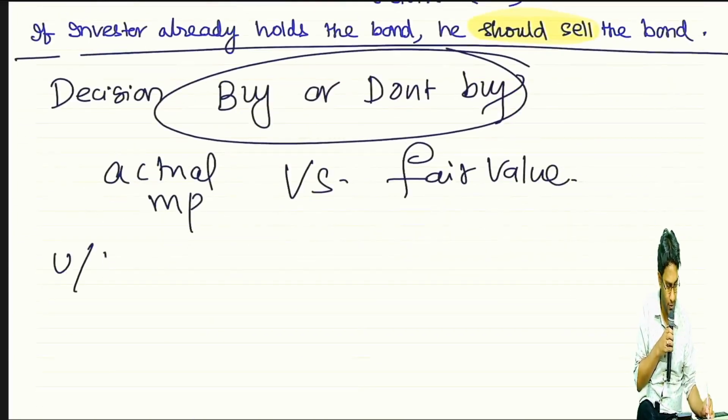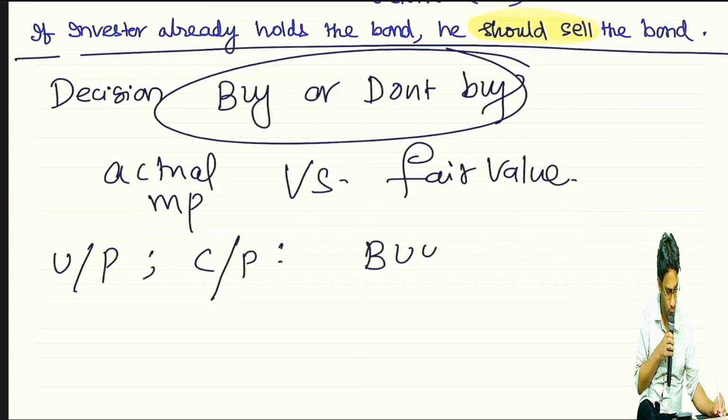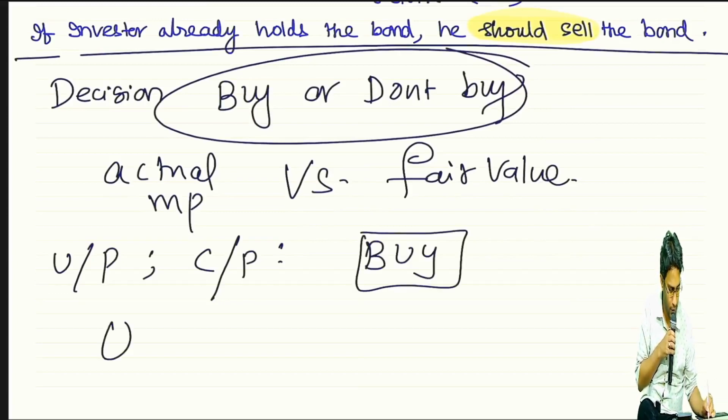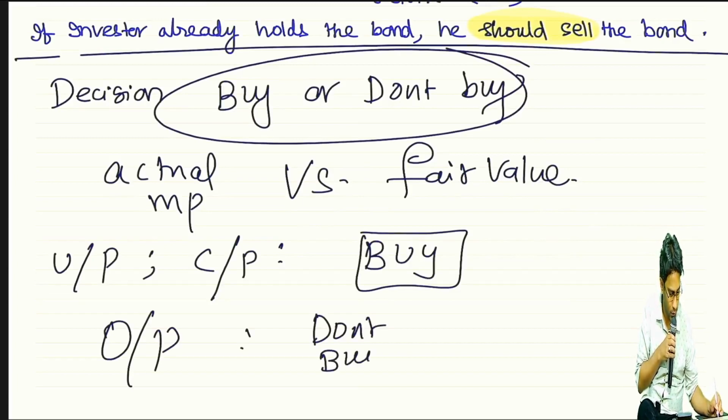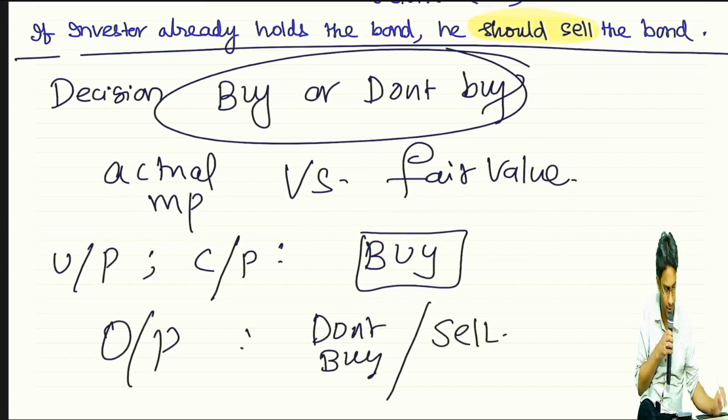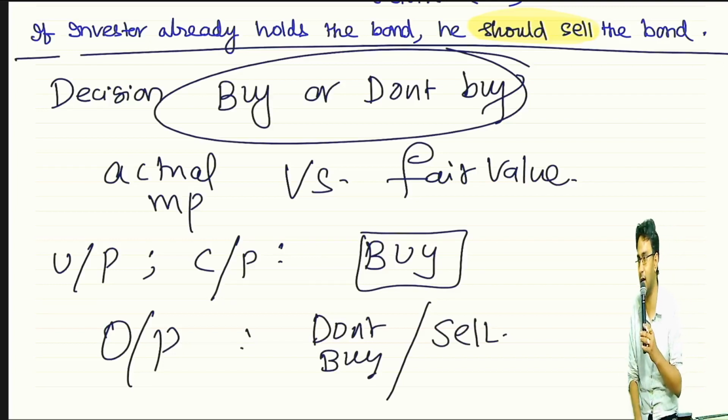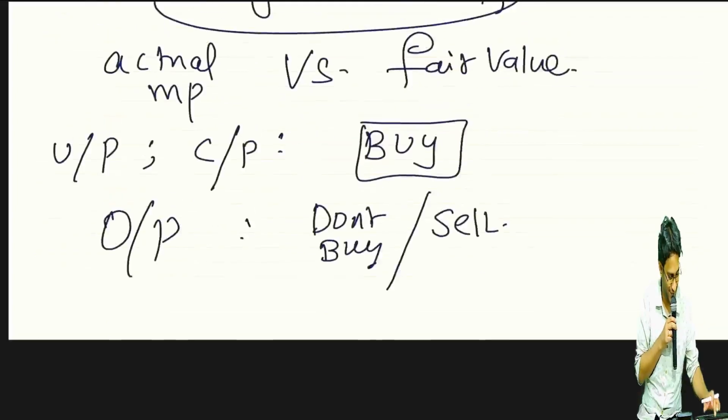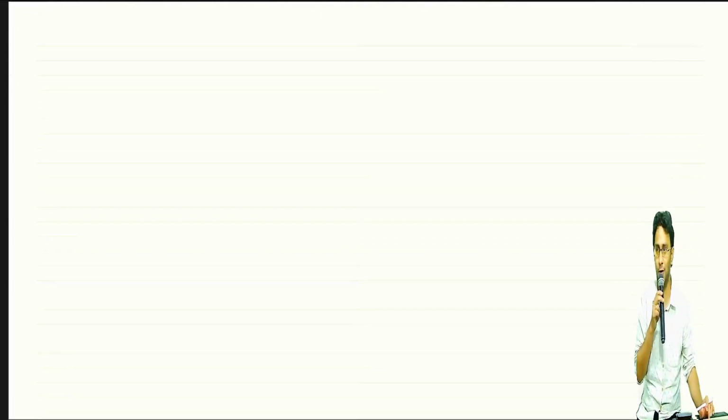If the bond is underpriced or if the bond is correctly priced, you will go with buy. If the bond is overpriced, you will write the answer don't buy. You may also write the answer sell the bond. Till here clarity is there? Sure? Okay. Should I spoil it now? I'll try my best. You also try your best.